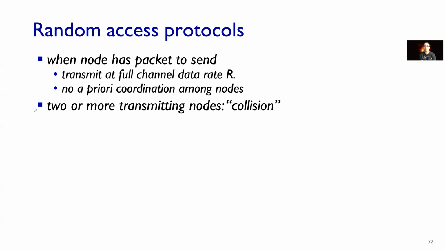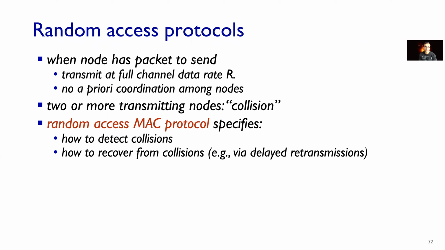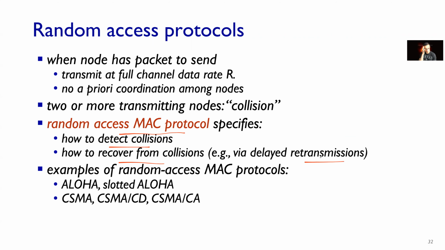Now, obviously, this means occasionally you might have collisions, because two nodes may sense the channel at the same time, what's referred to as carrier sensing, as I'll talk about, and then they may basically transmit. This is referred to as a collision. The protocols themselves specify how you detect the collision, and more importantly, how you recover from collision. Intuitively, recovering from collision implies you need to retransmit, so these protocols will advise on how the retransmissions happen.